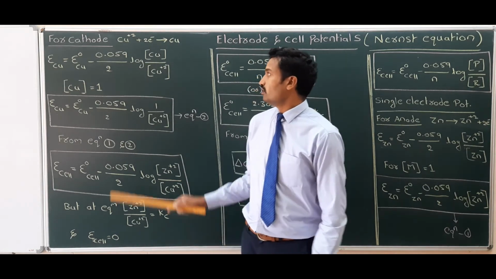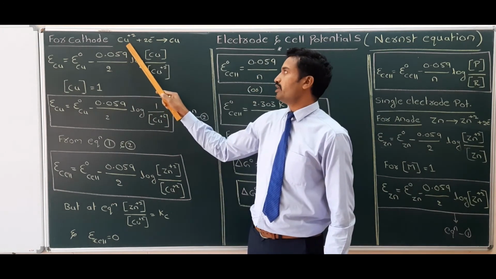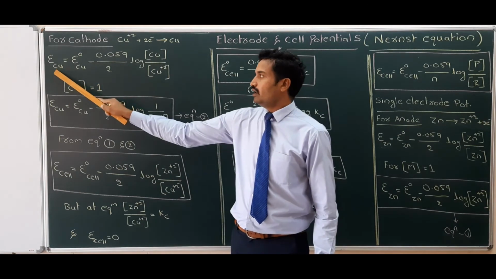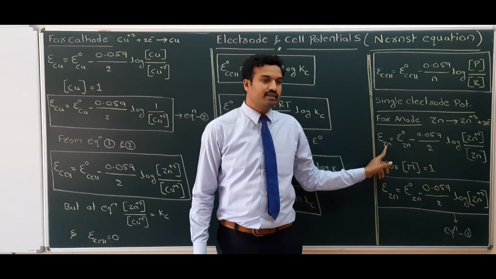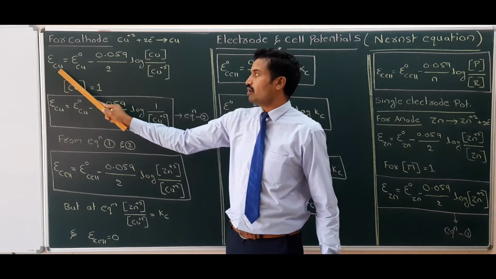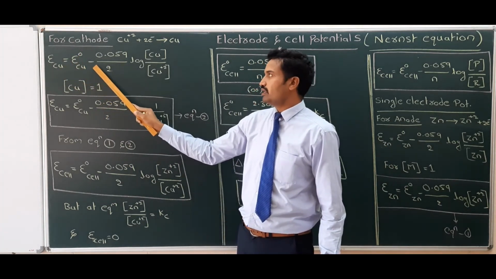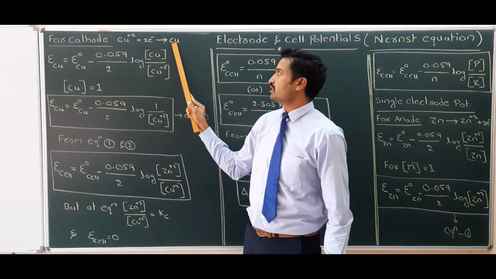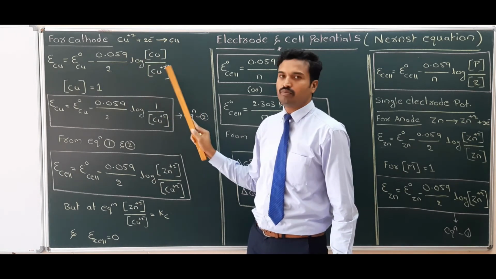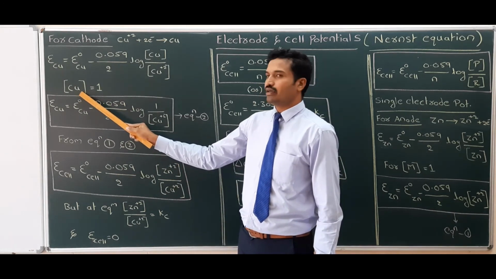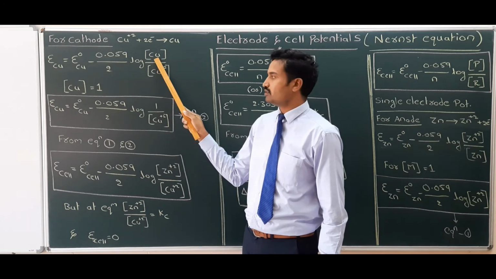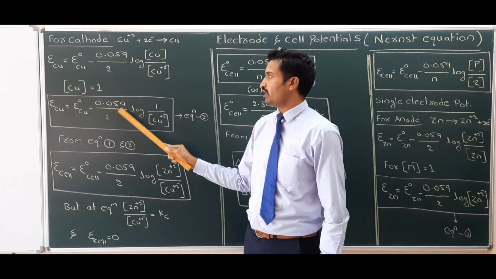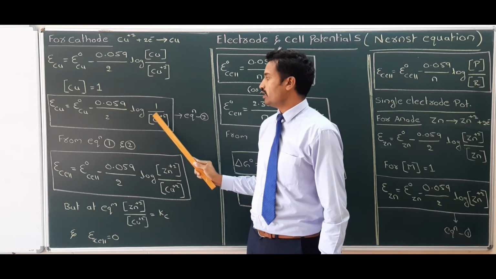Next, for the cathode. Cu plus 2 is converted into Cu. Product is Cu, reactant is Cu plus 2. Here E copper is equal to E naught copper minus 0.059 by n. The number of changing electrons is 2. Log product concentration Cu by reactant concentration Cu plus 2. Again, the pure metal solid concentration is taken as 1. So E copper is equal to E naught copper minus 0.059 by 2 log 1 by Cu plus 2 concentration.